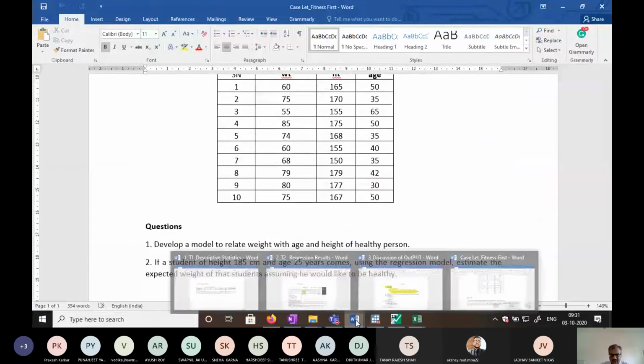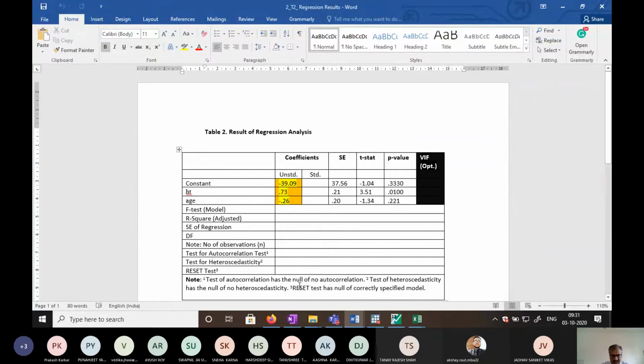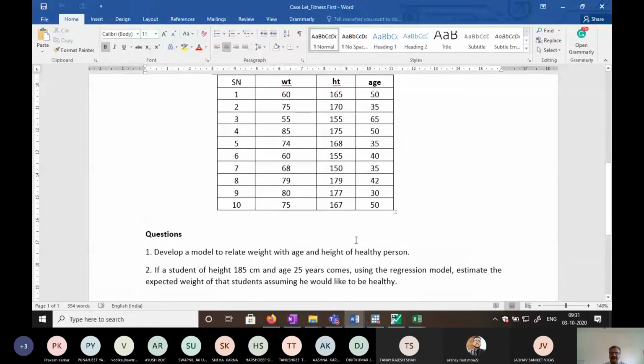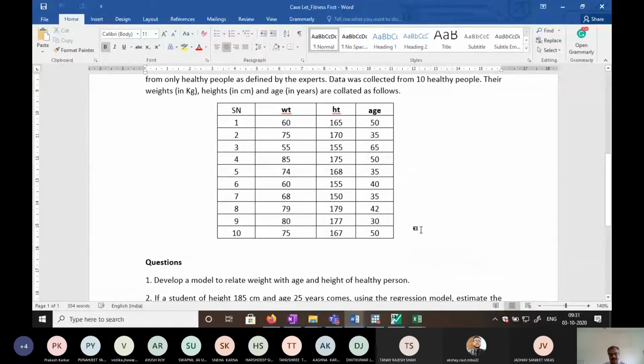So I'll show you what we have discussed in last class or classes rather. We were handling this caselet, Fitness First. We had this data of weight, height, and age, and we were interested in making some relationship between weight and height and age. So weight was the dependent variable, and height and age were the independent variables. And we were doing some discussion that the data would have been collected from healthy people. So we are trying to find out if somebody has certain height and certain age, then what will be the ideal weight? That is the purpose of this caselet, and this is what we are doing.